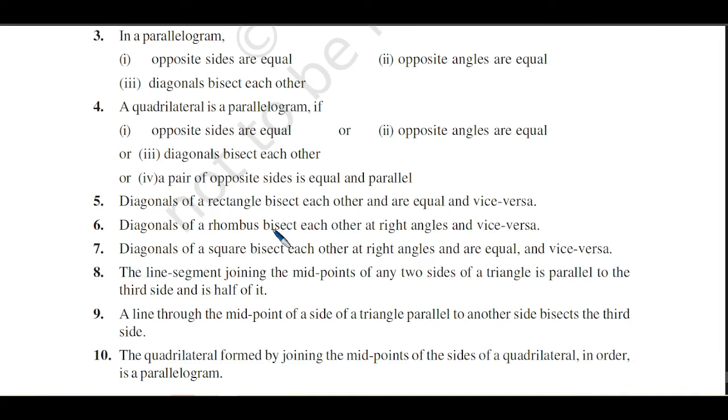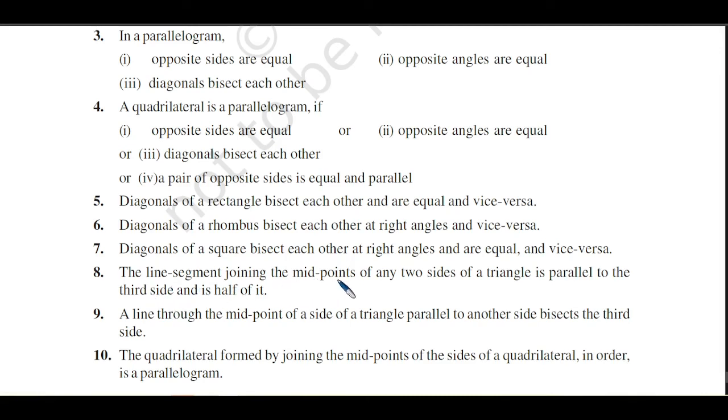By now you should be expert in such things. Go back and forth. You have a lot of time. This half an hour lecture you should try to understand. Work on it for another half an hour or 1 hour extra, going back and forth. Diagonals of a square bisect each other at right angles and are equal, and vice versa.